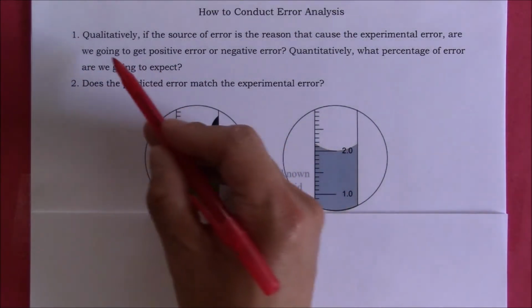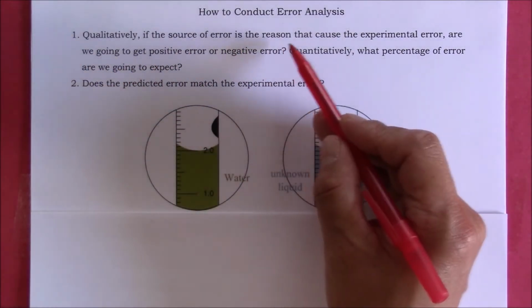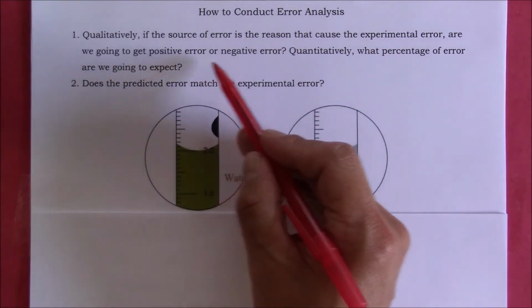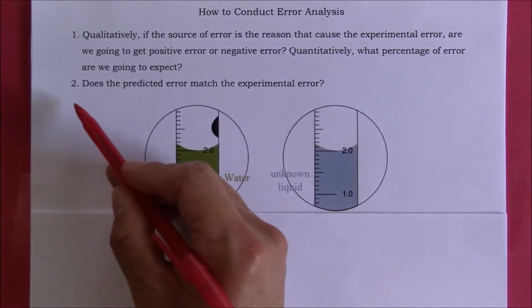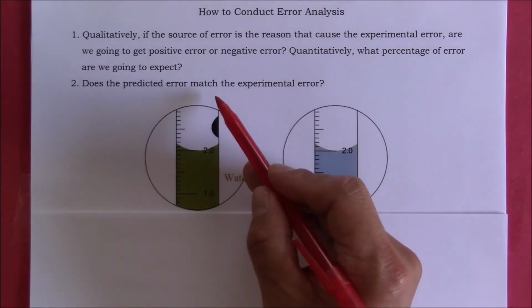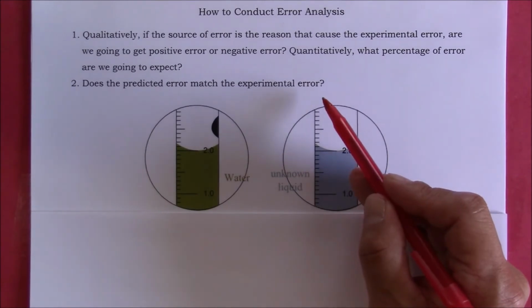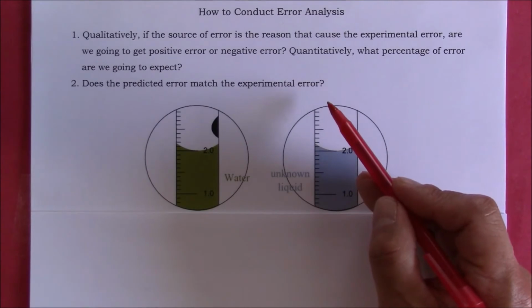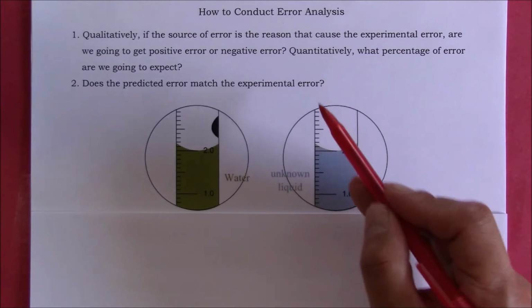It will be carried out in 2 steps. The first step is, if the source of error is the reason that caused the experimental error, are we going to get positive error or negative error? Then, does the predicted error match the experimental error? For example, if our error analysis tells us that we are going to get positive error, then we compare to the observed experimental error. If the observed experimental error is positive, that means our error analysis makes sense. Otherwise, we have to find a different source of error.